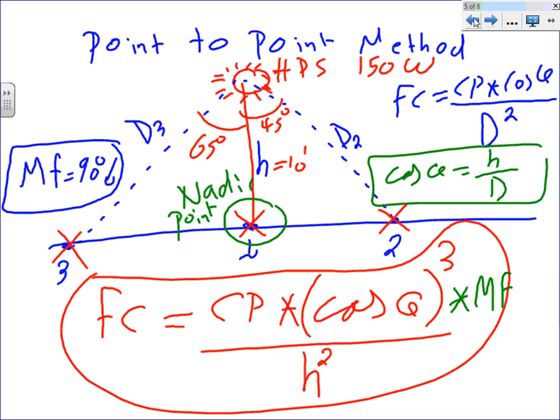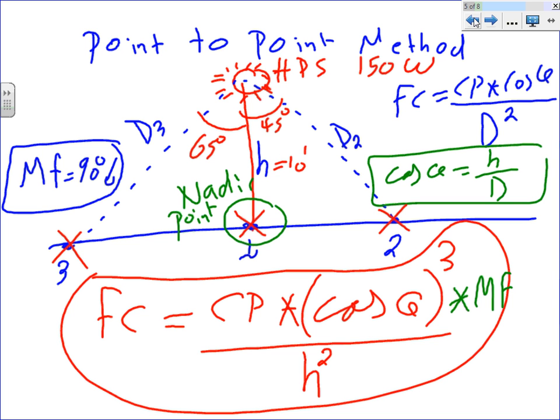Coefficient of utilization. You can do it with the CU factor calculator on your computer. Could it be more than one? No, one is 100%.